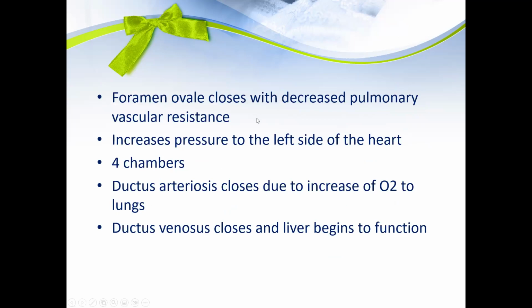I know I'm beating this into your brain. You need to know it, okay? The foramen ovale is going to close with that decreased pulmonary resistance, so we're going to get increased blood flow to the lung because of that decreased lung resistance. Less resistance allows more blood flow. That also will increase pressure to the left side of that heart. The ductus arteriosus is going to close due to the increase of oxygen to the lungs. The ductus venosus will close and the liver will start to function. It's the clamping of the cord, by the way, that increases that left-sided heart pressure.